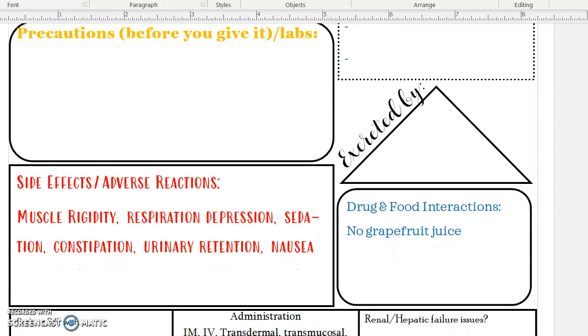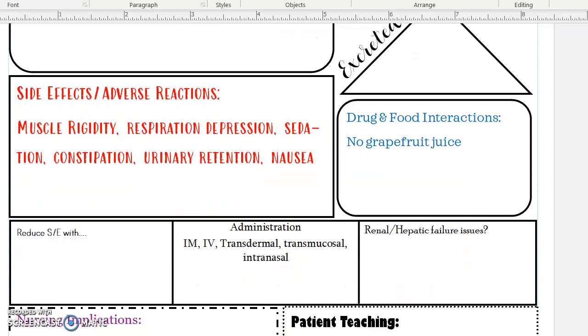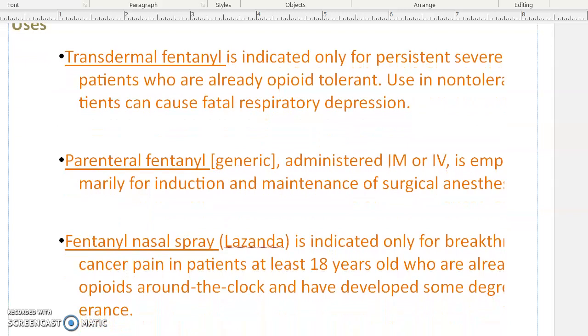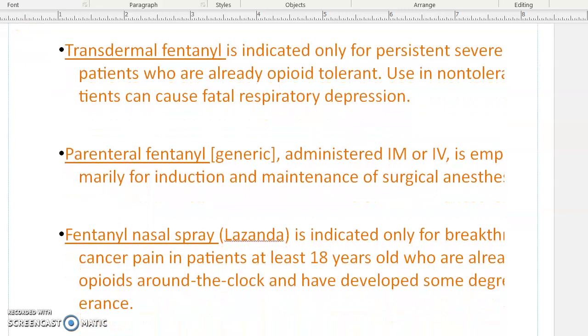So, let's look at how you can give it. You can give it in a couple of different routes. One of the ones you're going to see in the hospital a lot is the parenteral, which is going to be IM or IV. That's usually for the induction or maintenance of surgical anesthesia. And this is well suited for these applications because it's got a rapid onset and a short duration. The effects are most like morphine, but it can cause muscle rigidity, which can interfere with the induction of anesthesia.